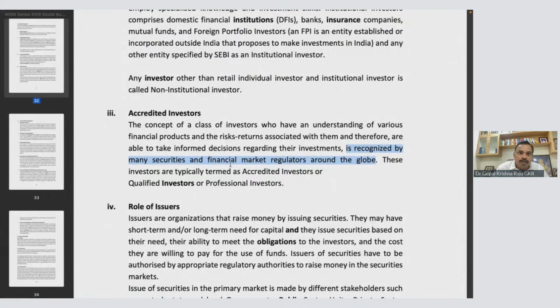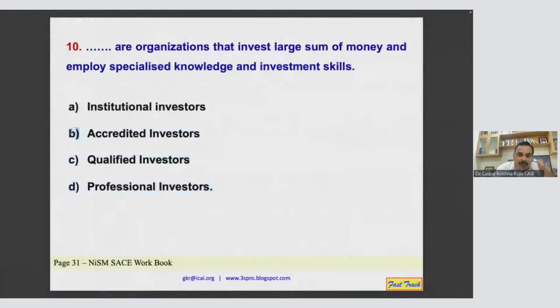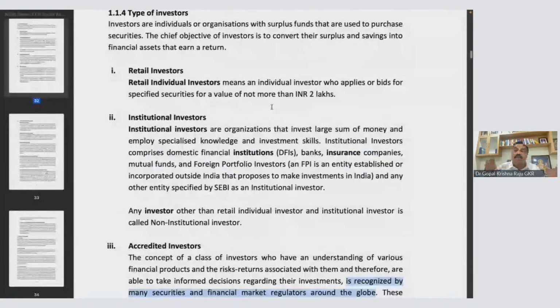So this question doesn't answer B, C, D. So by elimination, institutional investor is the answer, 10A. Institutions are organizations that are large, and they also employ specialized knowledge and investment skills because they have a team.